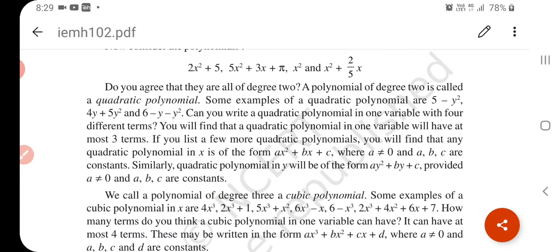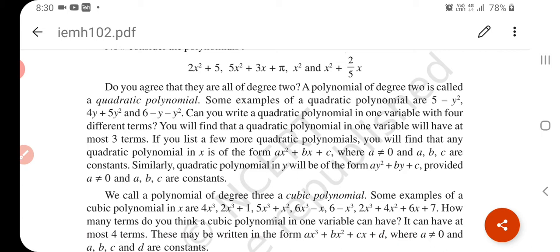A polynomial of degree 2 is called a quadratic polynomial. It is of the form ax square plus bx plus c, where a, b and c are real numbers and a is not equal to 0. Understand? Now what is a cubic polynomial? When the degree is 3, it is called a cubic polynomial, of the form ax cube plus bx square plus cx plus d, where a, b, c and d are real numbers and a is not equal to 0. A polynomial of degree 4 is called a biquadratic polynomial, etc.